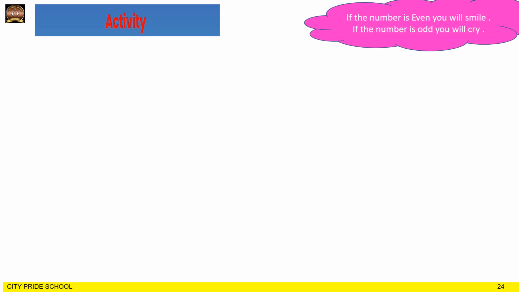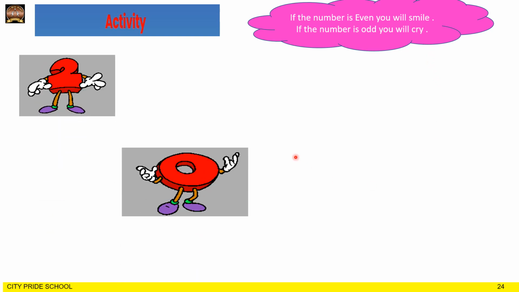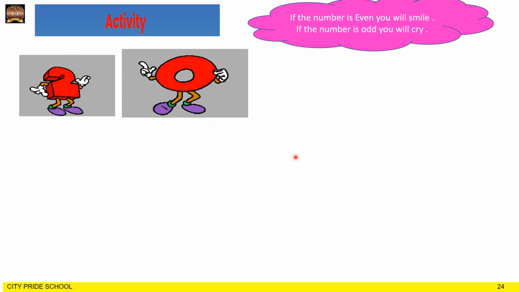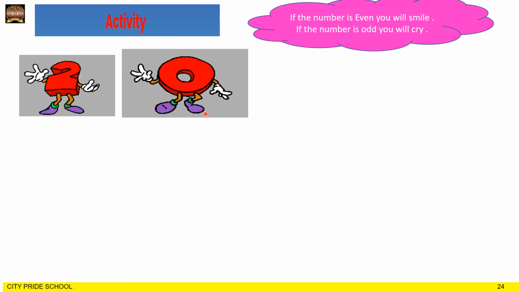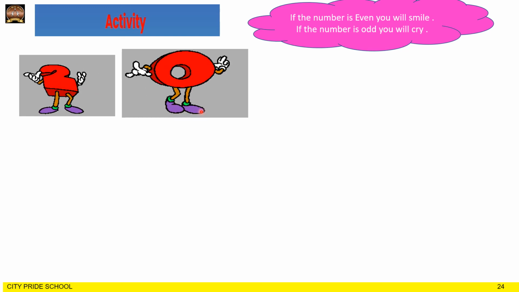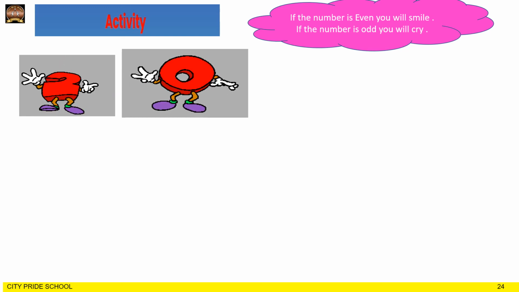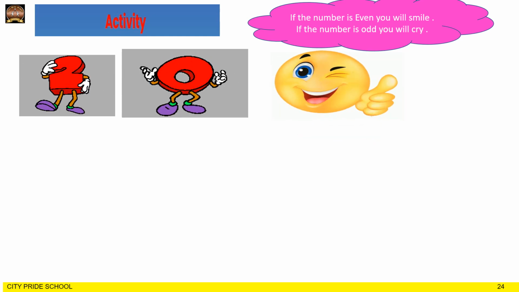Yes, now we all have understood what even and odd numbers are. Now let's do an activity. If the number is even, you will smile. If the number is odd, you will cry. Let's see. 2 and 0, that is 20. So 0 comes at the end. Okay, so 0, 2, 4, 6, 8, all are even numbers and we are going to smile. Yay!